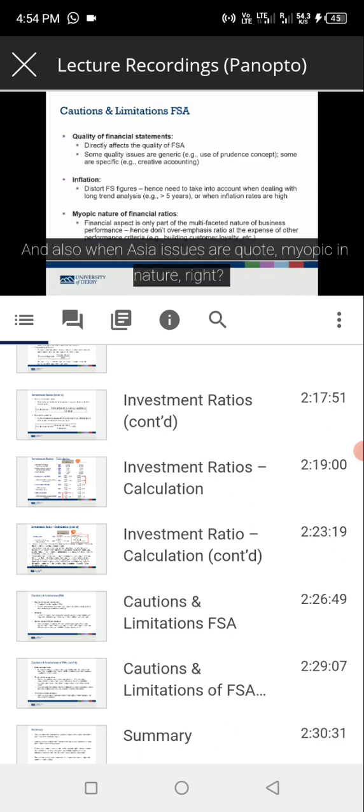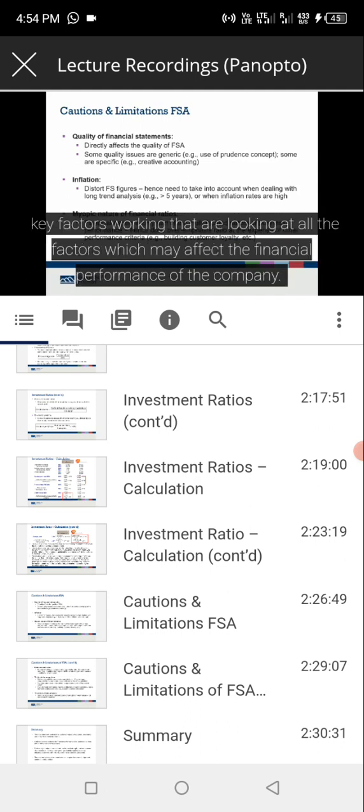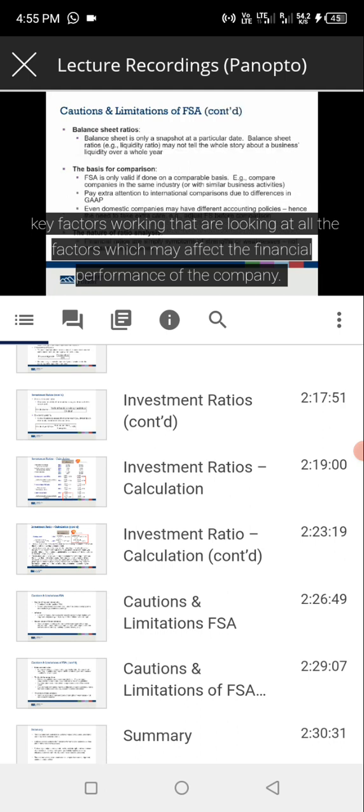And also financial ratios are myopic in nature. They only look at what? The short term. They look at the financial aspect. Ratios are not considering the benefits enjoyed by one company against the other. Ratio is only looking at what? The financial aspect. They are not considering all those qualitative factors. They are not looking at other factors which may affect the financial performance of a company.